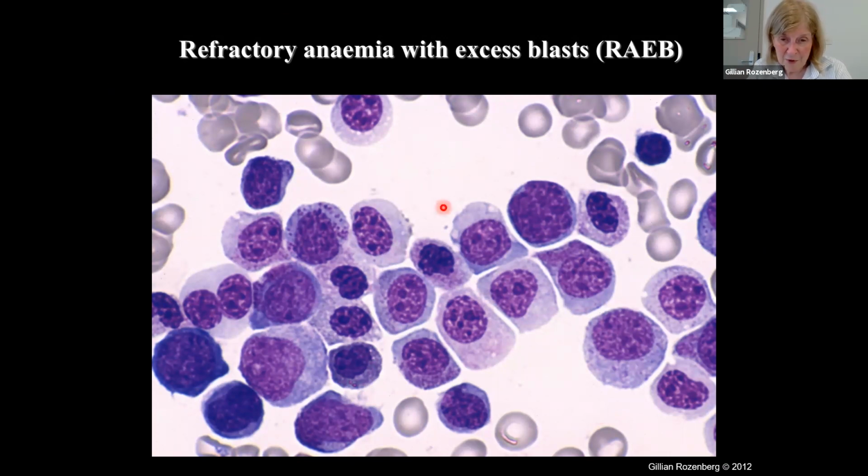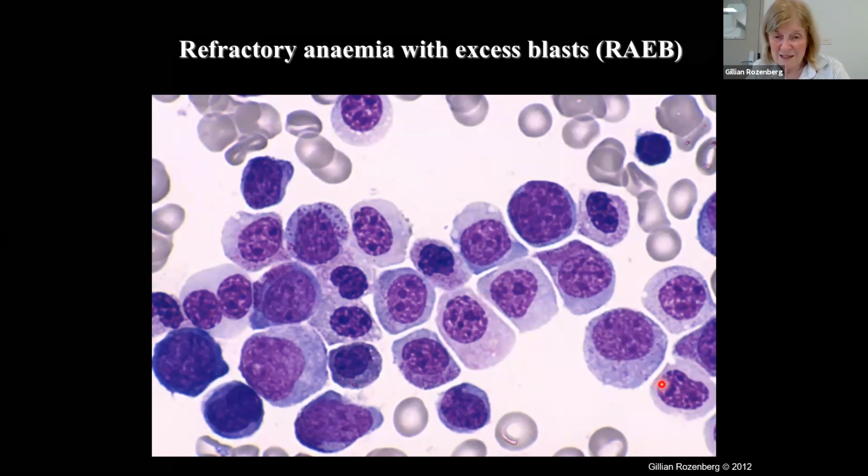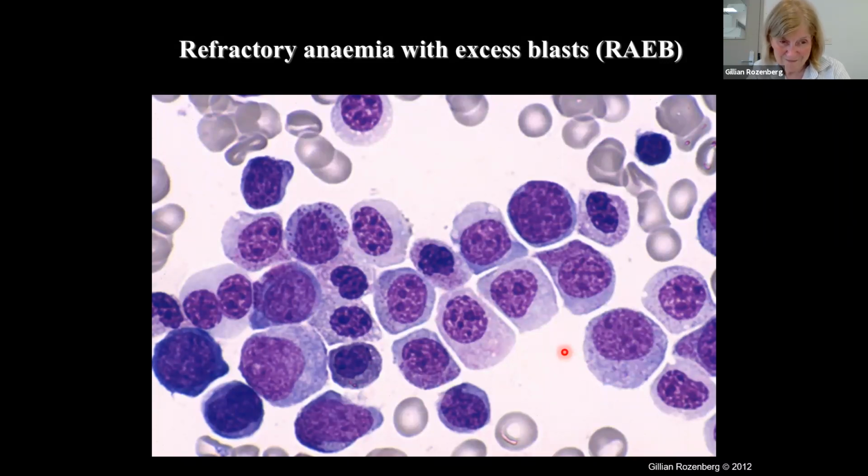And another bone marrow to show you. This is a bit more tricky, but I think you can see that the maturation between the nucleus and the cytoplasm is not synchronized, it's out of synchronization. So it's dysgranulopoiesis.